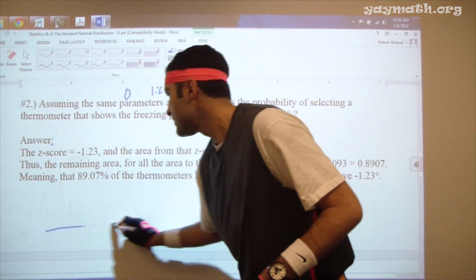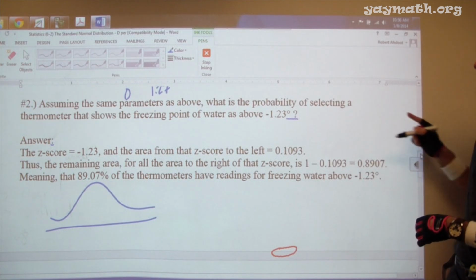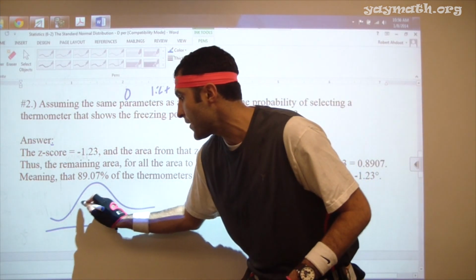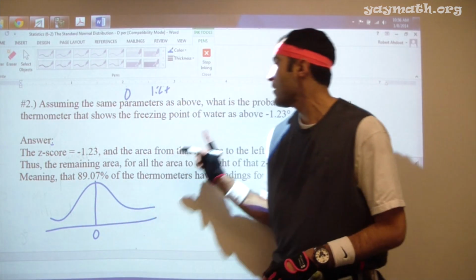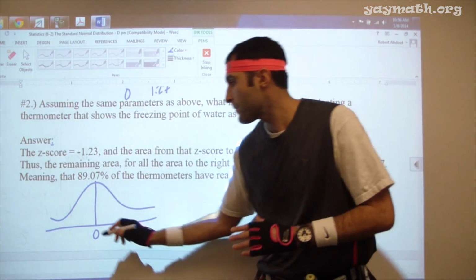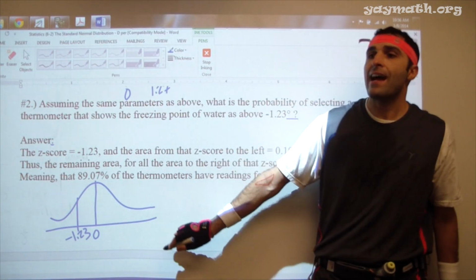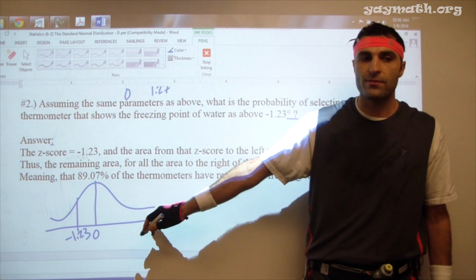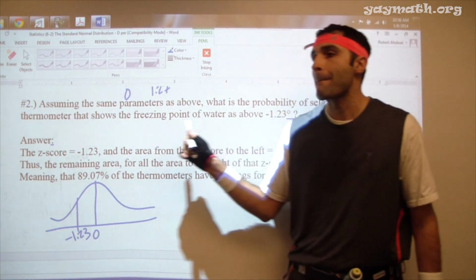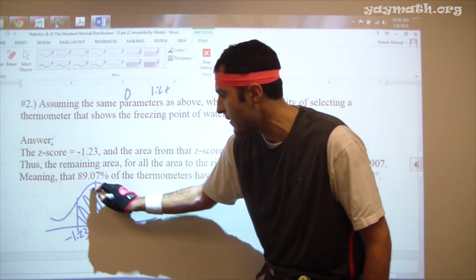So put it down. Z-score 1.23. What's the probability of selecting a thermometer that shows the freezing point of water as above 1.23 or negative 1.23? Here's 0. Where's the negative 1.23? To the left, right? Negative 1.23 to the left. And what area is it asking for? Which direction? Read it out. Yes, to the right. How do you know? Above. Above, right. So what is this area it's asking?